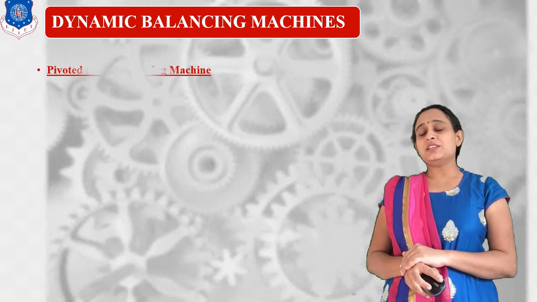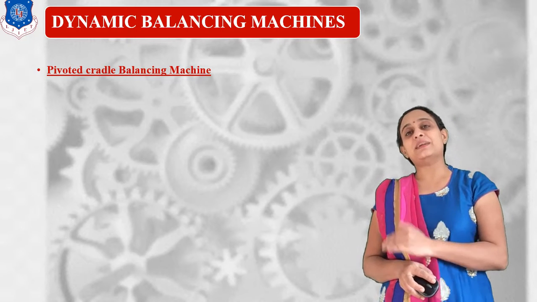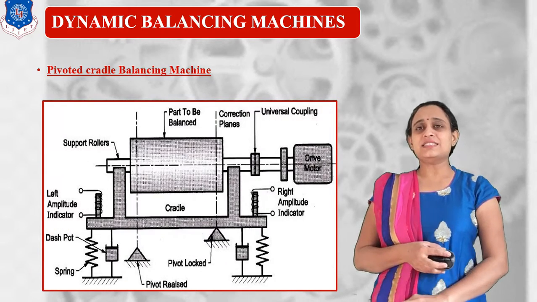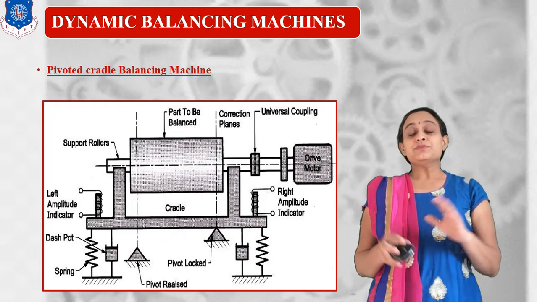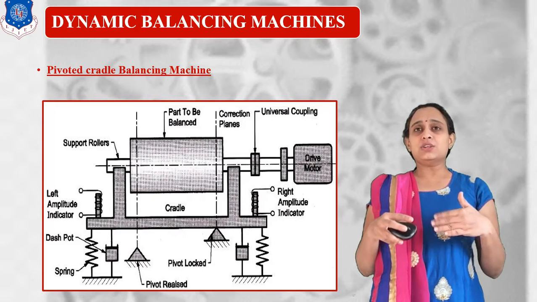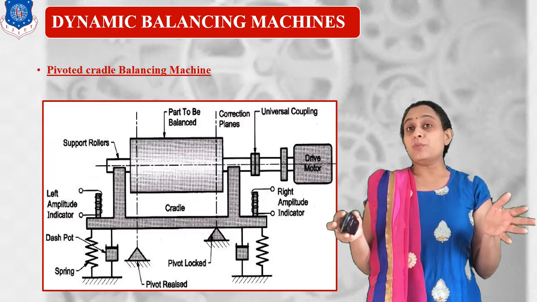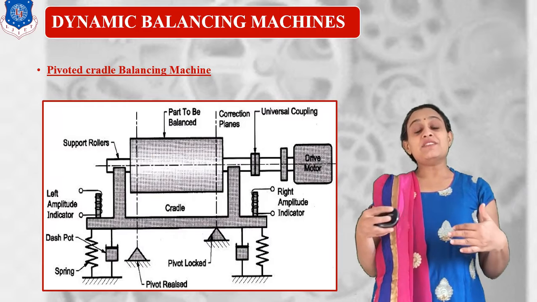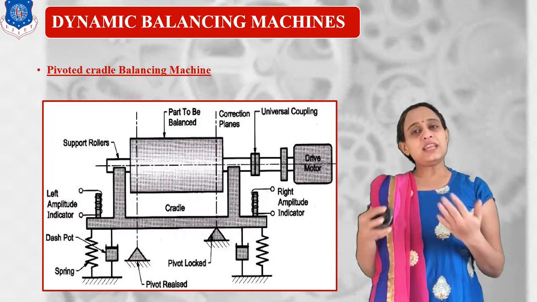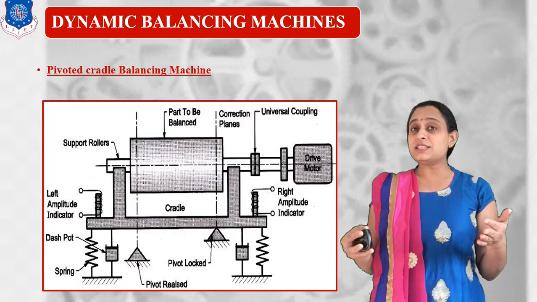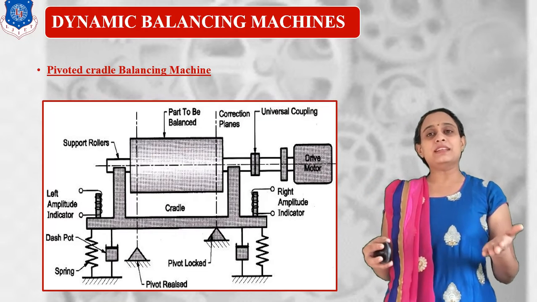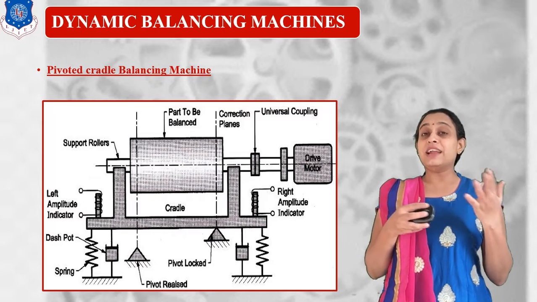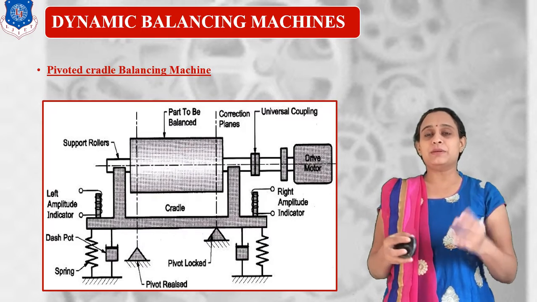Now this machine is also known as pivoted cradle type machine. Why it has this name, we will see and discuss in our session. Let us say there is a giant mass like a giant flywheel or giant compressor or giant shaft. If we are having giant turbines, we can use the dynamic balancing machine for the balancing of giant machines. Now why are we using the dynamic balancing machine for giant machinery?